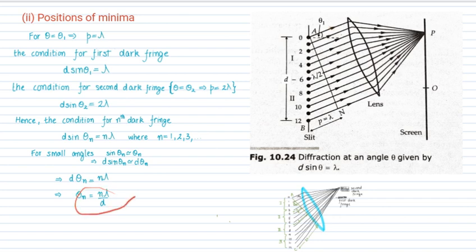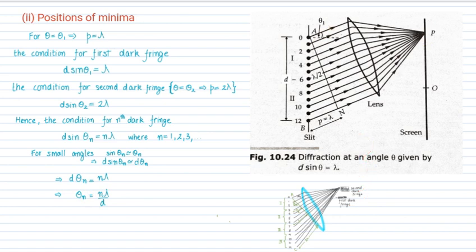Fine. So this represents the angles at which I will get the dark fringes. For the first order dark fringe, substitute n equals 1. That means at an angle of lambda by d, I will get my first dark fringe. For your second dark fringe, substitute n equals 2. That means this will become 2 lambda by d. So when this angle is 2 lambda by d, at that point you will get a second dark fringe. Similarly, you can do it for the third dark fringe, fourth dark fringe, and so on.